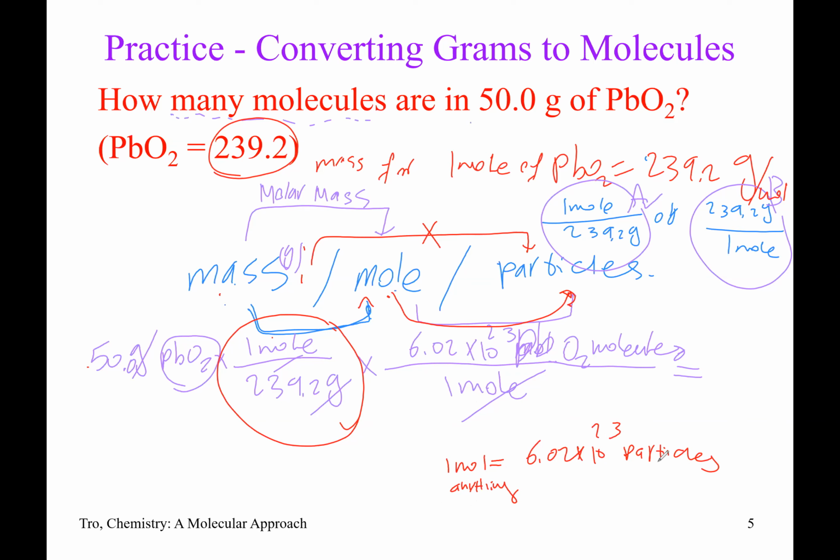But I thought that was Avogadro's number though. This is Avogadro's number, and it's also what 1 mole equals. Yes, Avogadro's number is the number of particles in 1 mole of anything. But when you are talking about molar mass, it is very specific. So the molar mass of PbO2 is 239.2. The molar mass of CO2 is 44 grams.